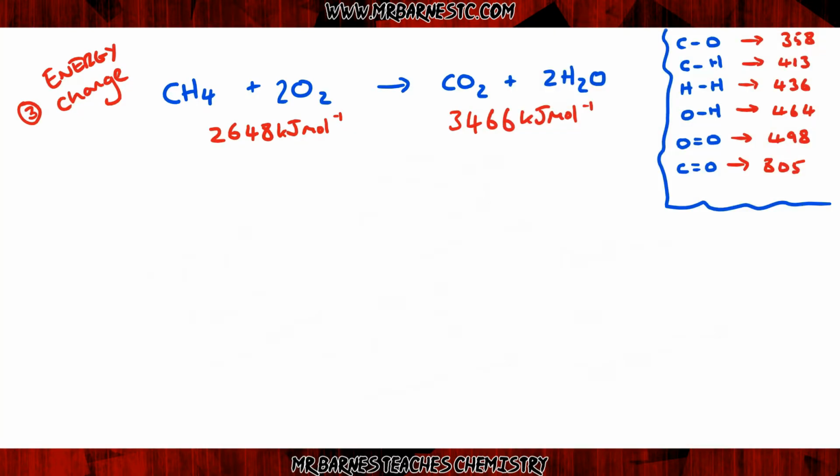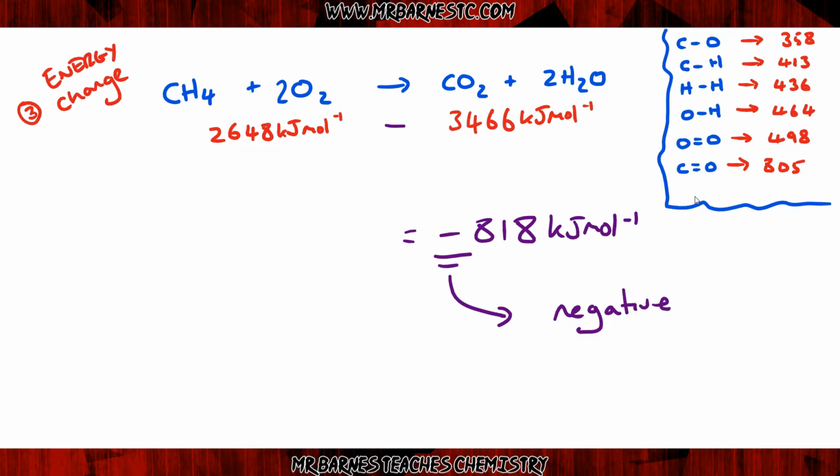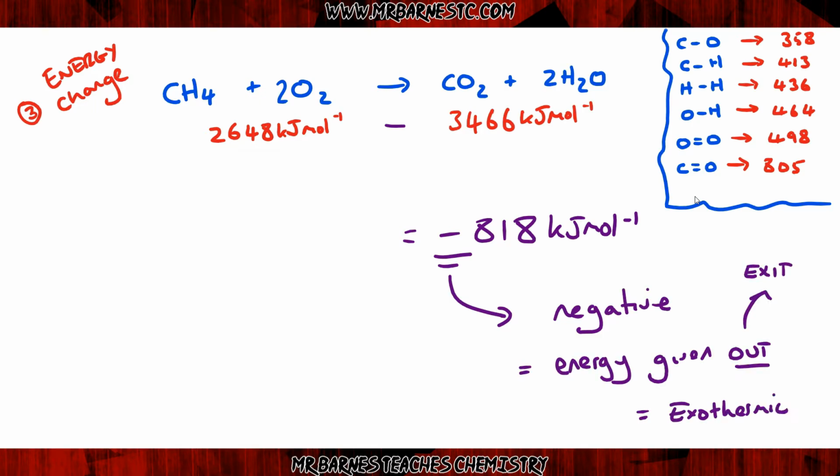So if I then look at the energy change, I had 2,648 from my reactants breaking the bonds. I've given out 3,466. I subtract those from each other and it gives me minus 818 kilojoules per mole. And if you remember back from the beginning of the video, if it's negative, it means energy is given out, it exits, so it's exothermic.